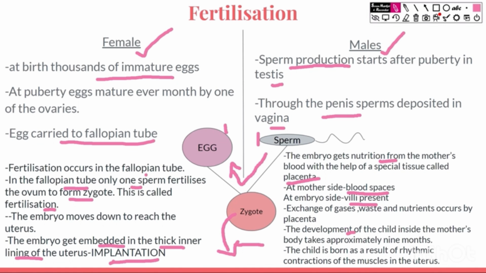Then the development of the child inside the mother's body takes place for 9 months. For 9 months, the child grows inside the mother's womb or the uterus, and the child is born after 9 months as a result of rhythmic contractions of the muscles of the uterus. The uterine muscles contract, and through the birth canal the child is delivered and comes outside the body of the mother. This is how fertilization takes place, and this is how a baby is born by the birth canal. So I hope this is clear to you.